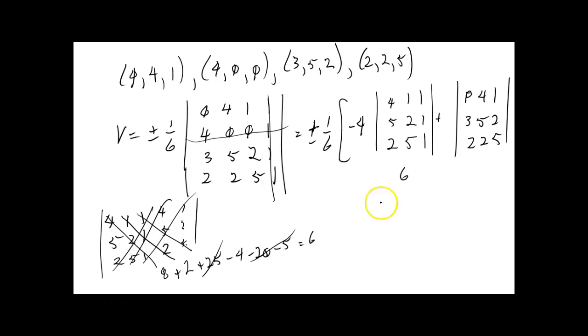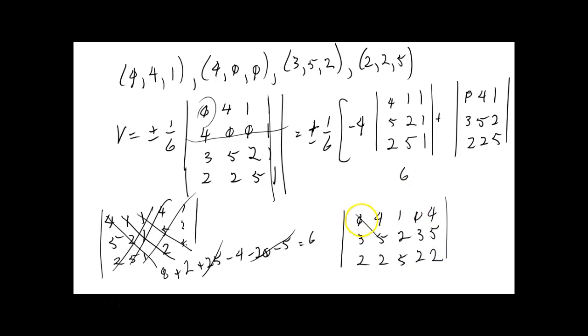That is a 0. It's an ugly 0. 0, 4, 1, 0, 4. I'm just going to write it this way. Next is a 3, 5, 2, 3, 5. And a 2, 2, 5, 2, 2. Okay. Now we're going to do its diagonal.